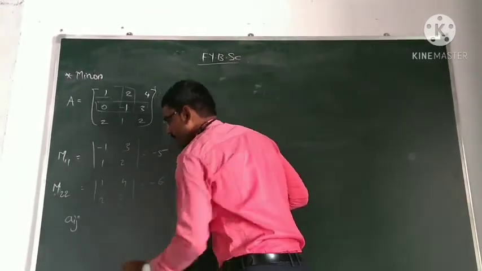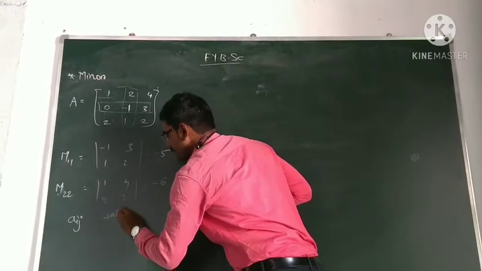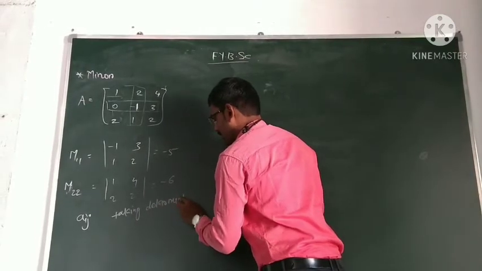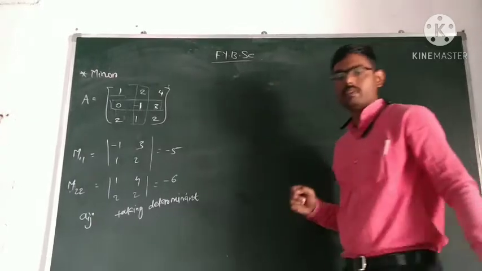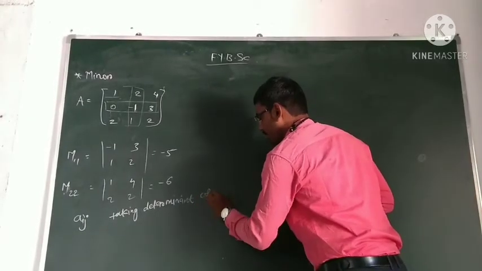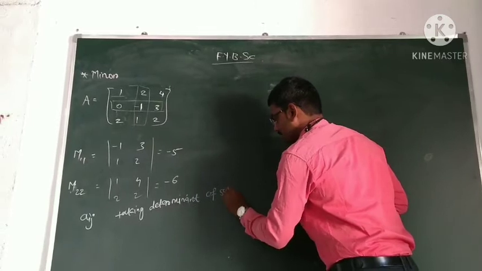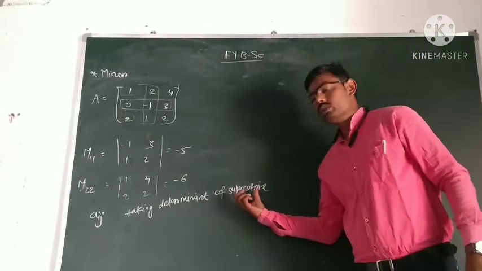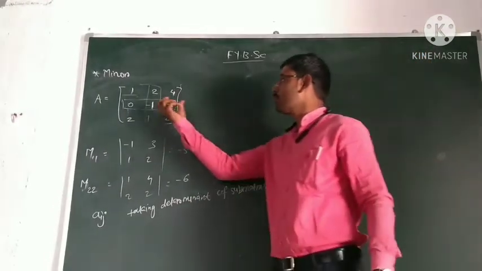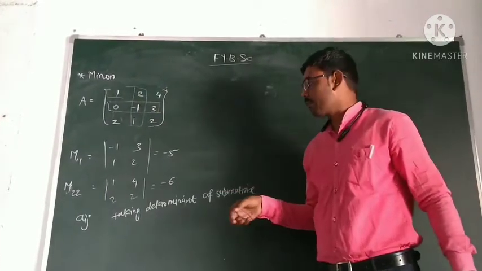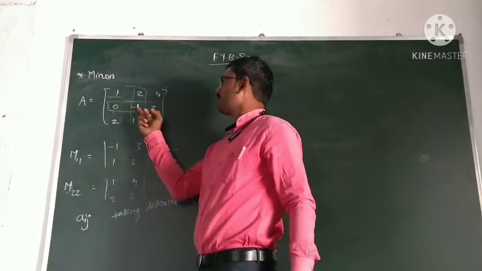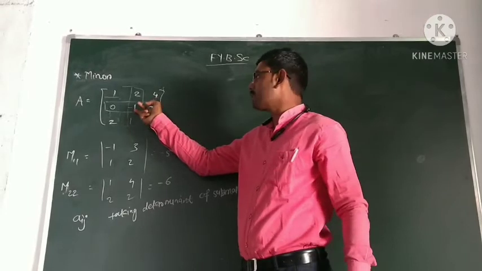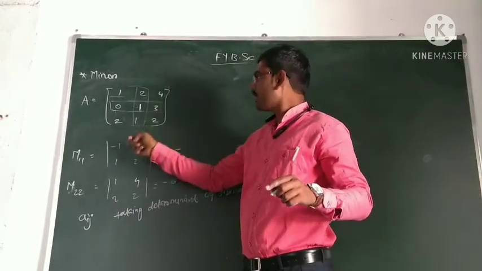Minor is obtained by taking the determinant of the submatrix. Which submatrix? The submatrix obtained from the given matrix by deleting the ith row and jth column. For example, this is our A22. So we have to find the determinant of the matrix obtained by deleting A22, so second row, second column.